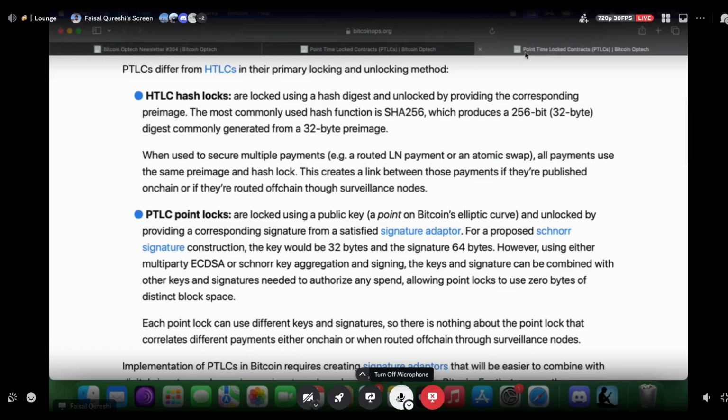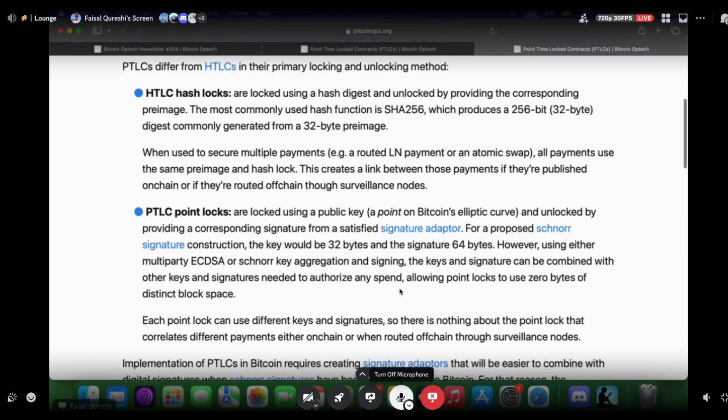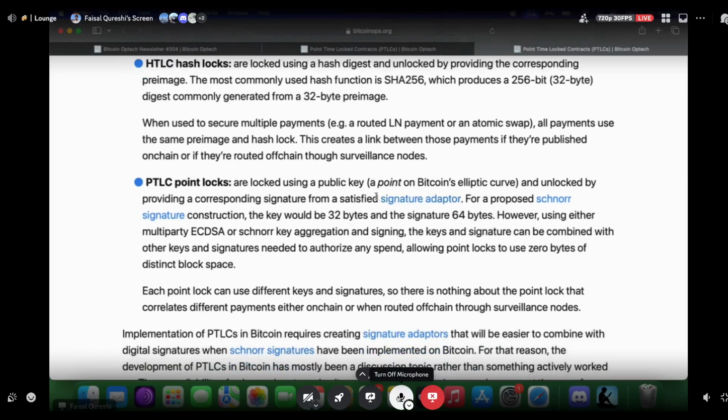Yeah, it's point time locked contracts. Here we have hash time lock contracts because they're locked to a hash, and here it's point time lock contracts because they're locked to a point on the elliptic curve. Okay, and to go into the detail of this, we will have to go into what adapter signatures are.